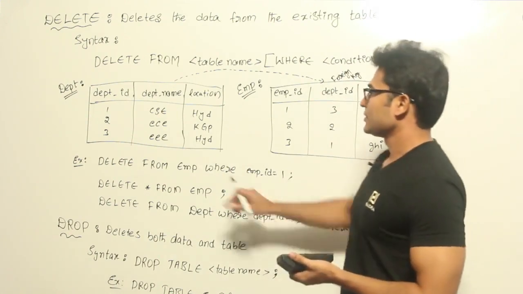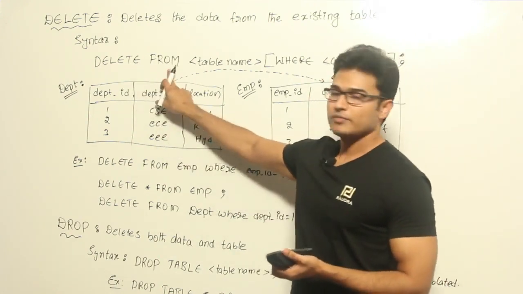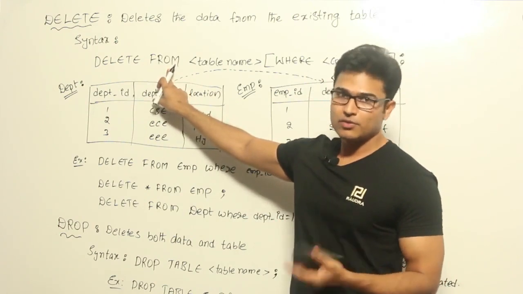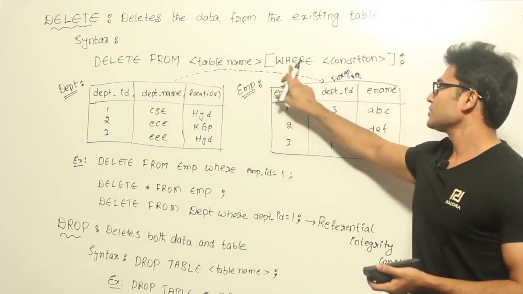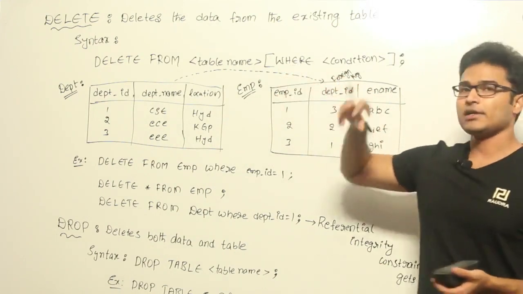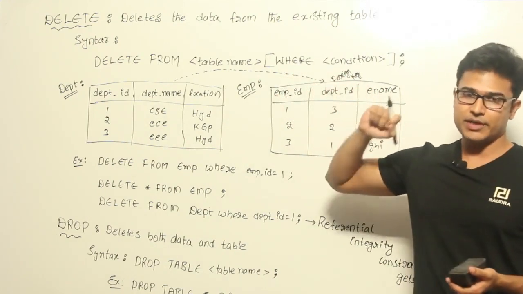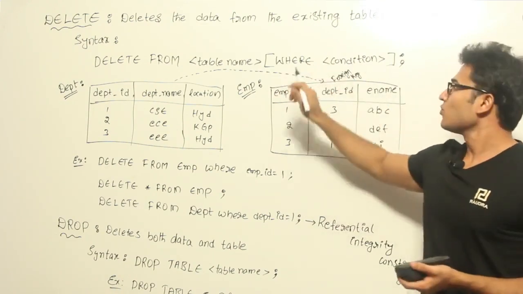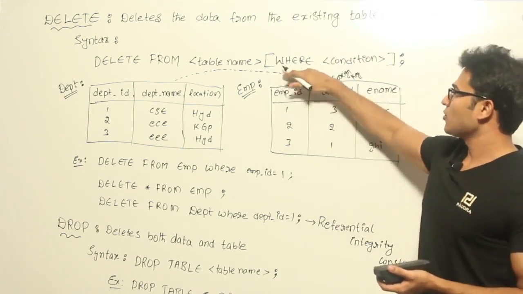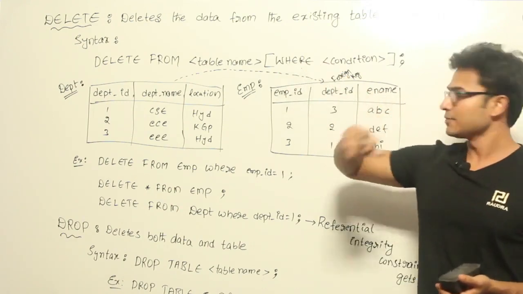Now the syntax is delete from. Whatever table you want to delete from, you have to write the table name, and then you can also specify some condition, like if a row is satisfying some condition, you might want to delete such rows. Okay, so what is this where, and how to implement it, we shall see.